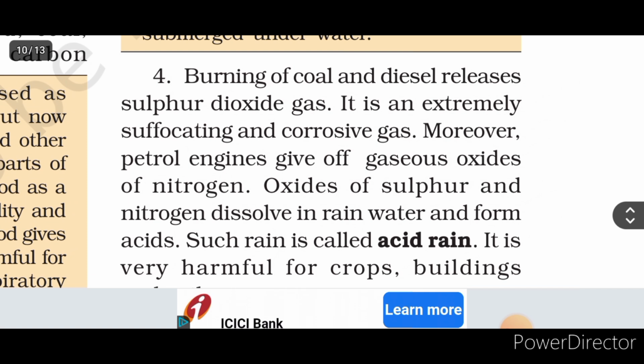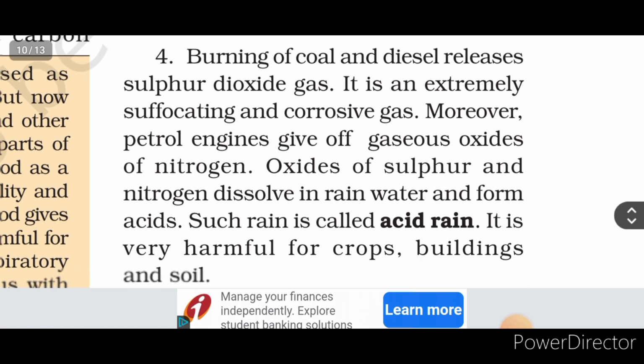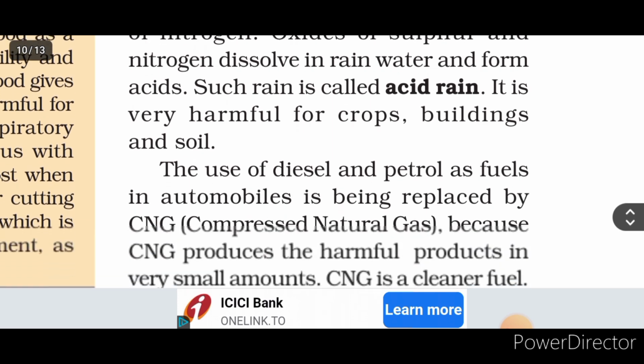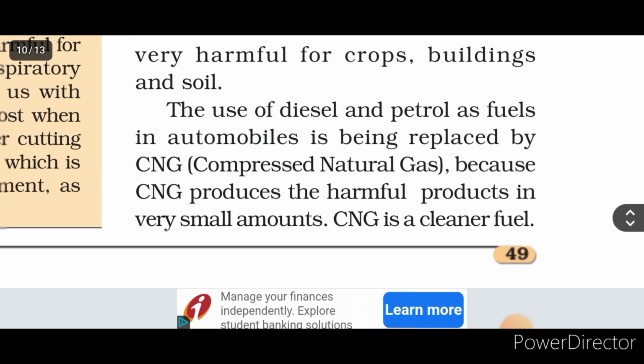Acid rain. What is acid rain? Burning of coal and diesel release sulfur dioxide gas. It is an extremely suffocating and corrosive gas. Moreover, petrol engines give off gaseous oxides of nitrogen. Oxides of sulfur and nitrogen dissolve in rainwater and form acid. Such rain is called acid rain. It is very harmful for crops, buildings, and soils.